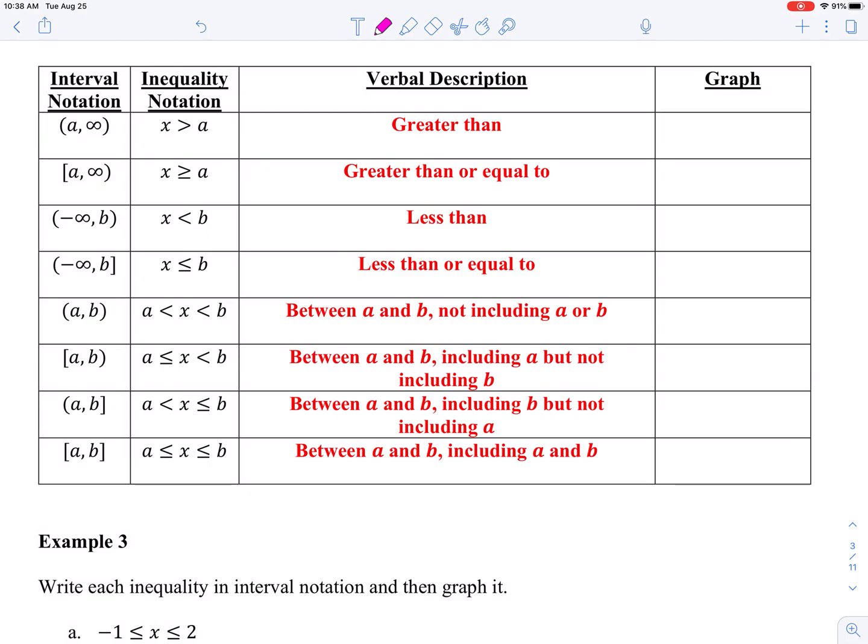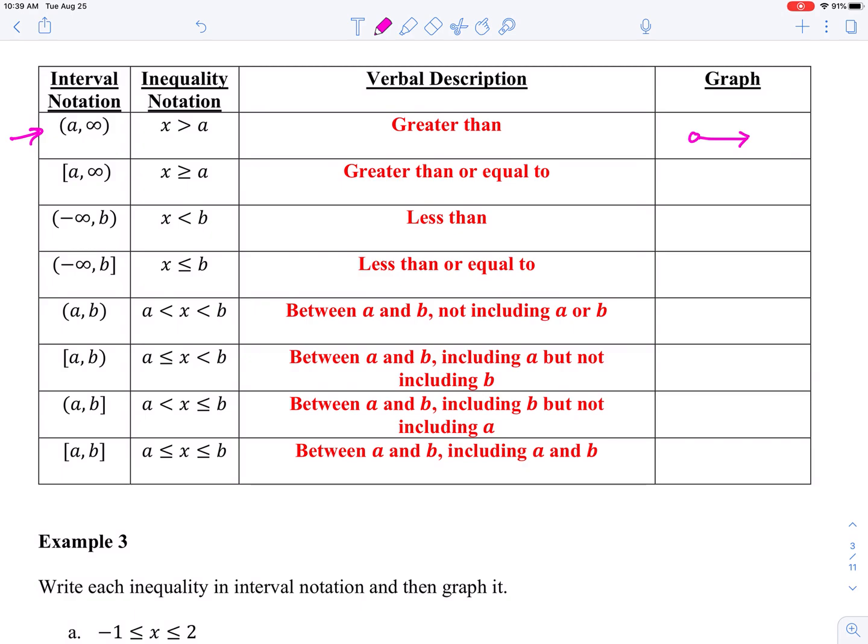All right, so first row here. These are greater than statements, right? In interval notation, we use parentheses for strictly greater than, meaning not including that value. On the number line graph, we would graph it with an open circle going to infinity, because it's x greater than a. Remember, the open circle means don't include the a value, just as the parentheses means don't include a.